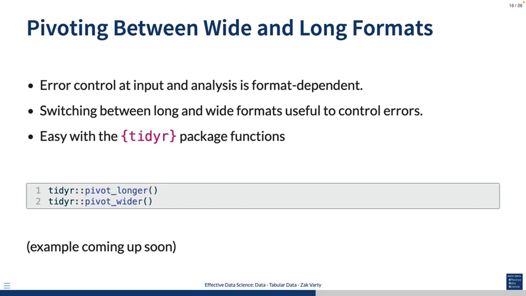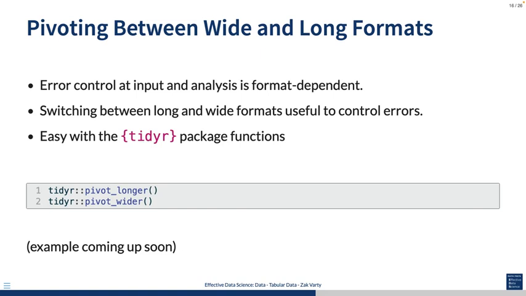And the reason for this is that the types of error that are most common are going to be different when inputting data and when analysing data. When you're inputting data, you might want to do this in a wide format where it's much easier for humans to understand as they input each entry. And while analysing the data, you might then want it in a longer format where it's easier to perform your manipulations and you're less likely to make mistakes at that stage.